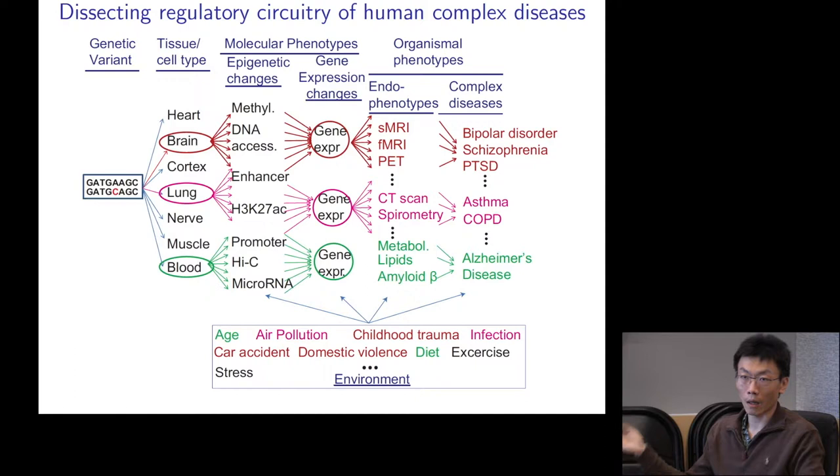And obviously, the environment is also very important. So our lab is also interested in gene-environment interactions. Not only do you have the genetic predisposition, but you won't have disease until you're exposed to certain environments. For example, in the case of PTSD, a lot of patients have this genetic predisposition, but they feel perfectly fine until they witness, say, a car accident or have some childhood trauma. And then they later develop a mental or psychiatric disease. So these are gene-environment interactions.